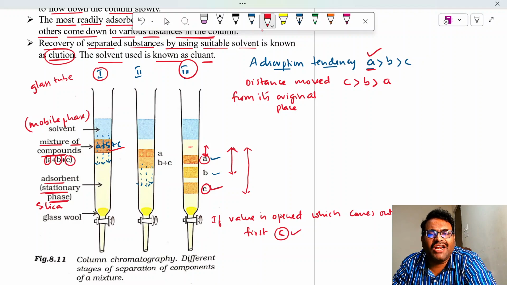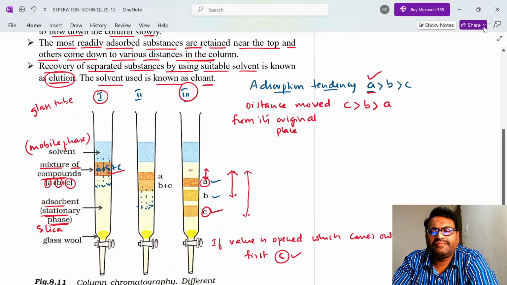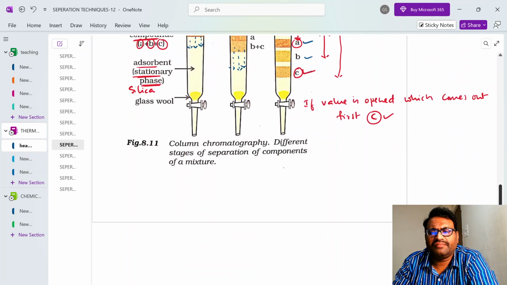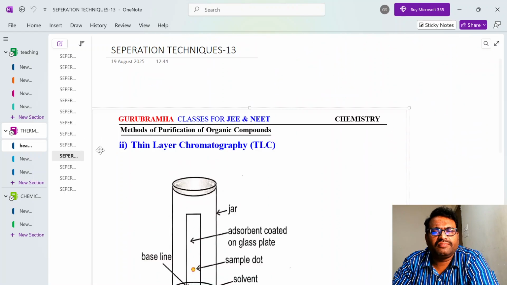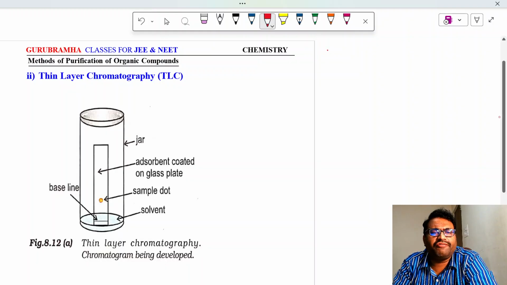Which will come out last? A will come out last. Are you getting this? Such questions are asked. So you need to understand the concept. First, if you understand the concept, then you can answer. Let us move to the next part. So that is about column chromatography.